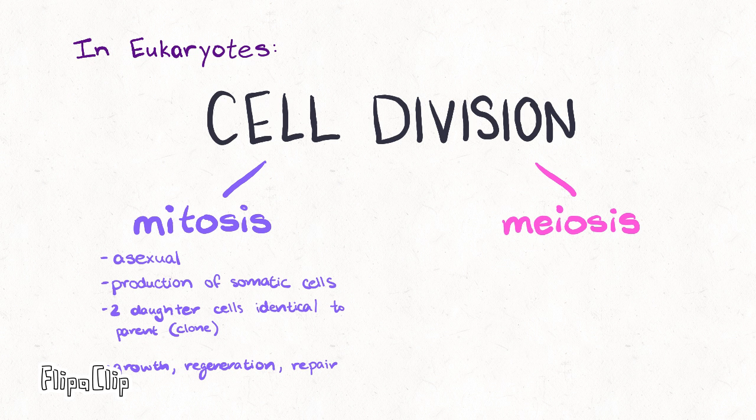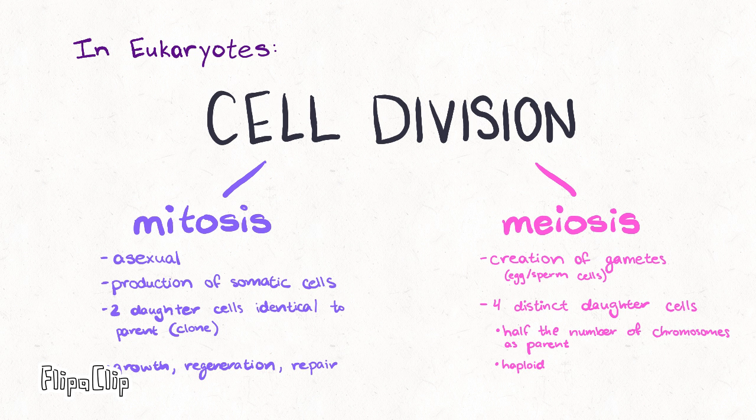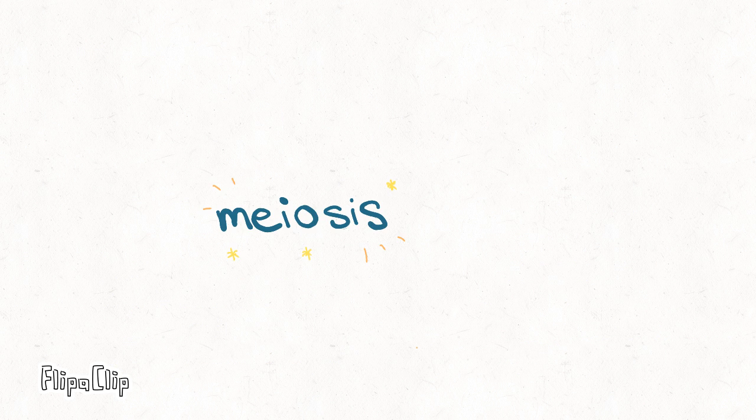Meiosis, on the other hand, is a form of cell division with the purpose of creating gametes, the egg and sperm cells, that are required for sexual reproduction. It results in the formation of 4 daughter cells with half the number of chromosomes as the parent cells. Now, let's look at meiosis.